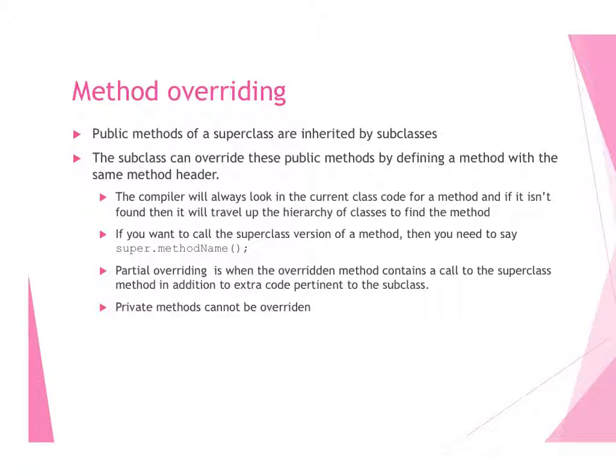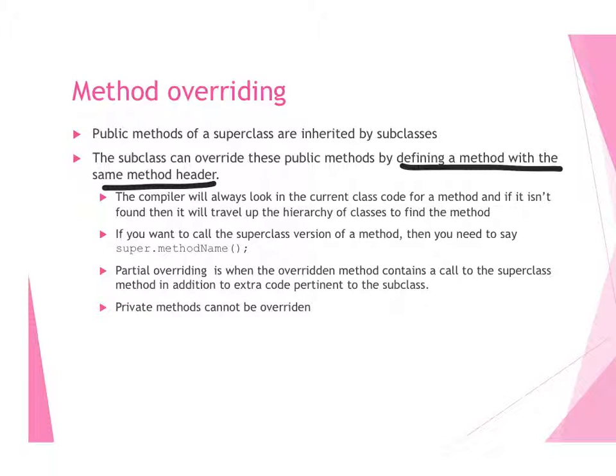Method overriding. This is when a subclass method can override a public method that it inherited from its superclass. We do this by defining a method with the same method header. So it needs to have the same name and the same parameter types. The compiler is always going to look in the current class code for this method. So if it finds it there, it just uses that code. If the compiler doesn't find the method in the current class code, then it will look up to superclasses and travel up the hierarchy to try to find the method.